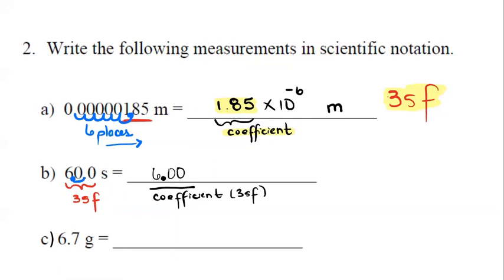Great, no problem. So in this instance, we move from right to left only 1 place. So if that happens, then we're going to do times 10 to the 1, since we only move 1 time. And since our movement was right to left, it's going to be positive. And let me include the unit. So the answer here is going to be 6.00 times 10 to the 1 seconds.